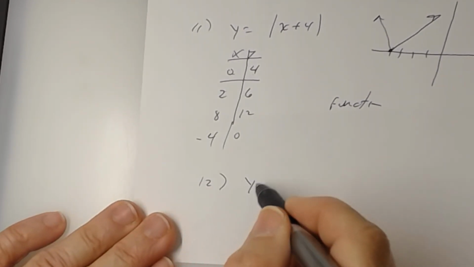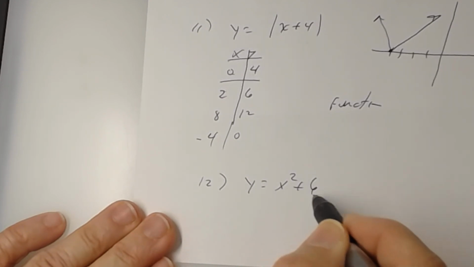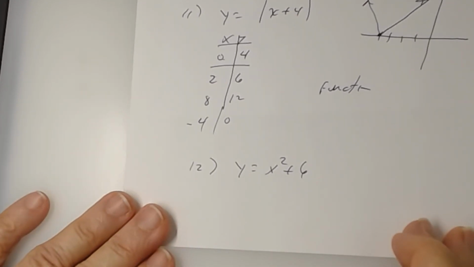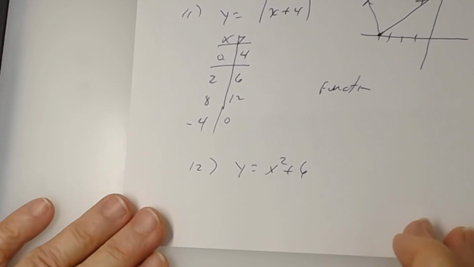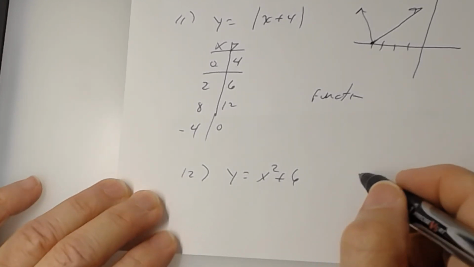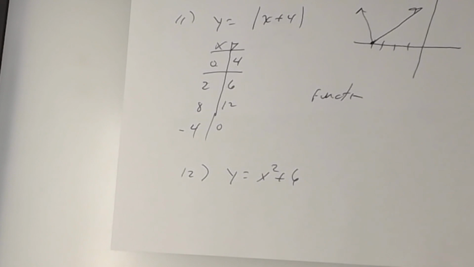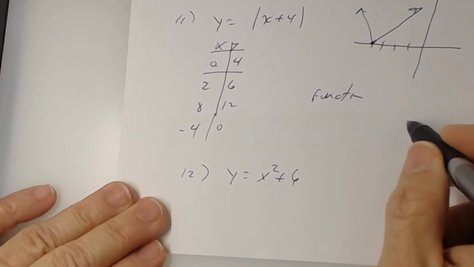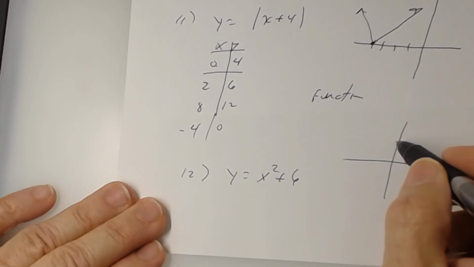Okay? All right, what about this one, number 12? What about if I had y equals x squared plus 6? Function, not a function. What kind of function? What kind of relation is this? It's quadratic. What's the graph? Parabola. So it passes the vertical line test, right? Remember, the graph here would look like this.